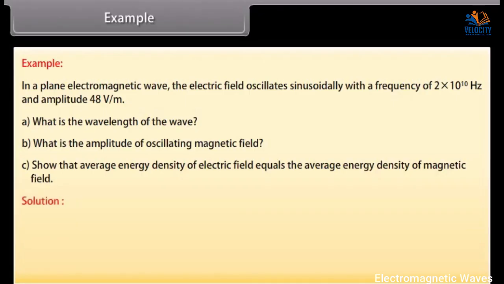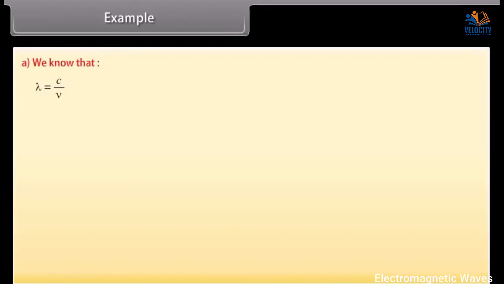Let's see the solution. Given values are nu, which is equal to 2 × 10^10 Hz, E naught equals 48 volt per meter. We know that lambda is equal to c upon nu. By putting and calculating the values, we get the wavelength of the wave, which is equal to 1.5 × 10^-2 meter.